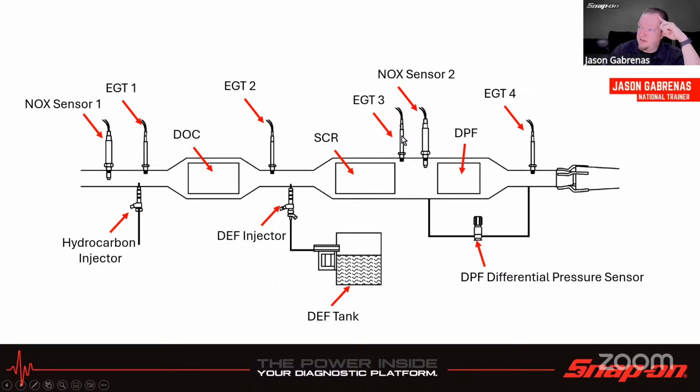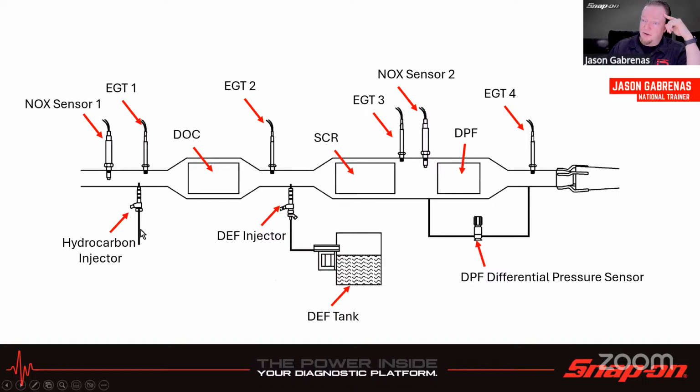There's another EGT over here. That's 4 different EGTs on there. So it knows where exhaust gas temperature is here, here, here, and here at each different stage. It's programmed to know what good looks like for temperatures and stuff, so it's going to go through that.